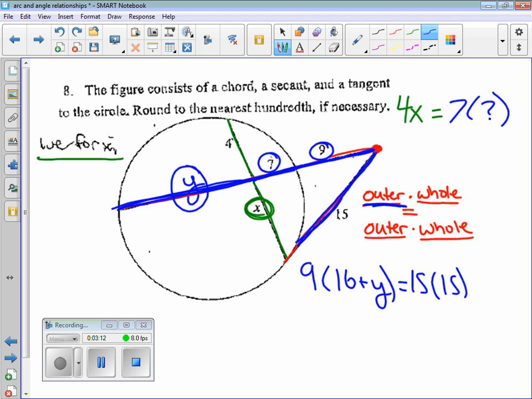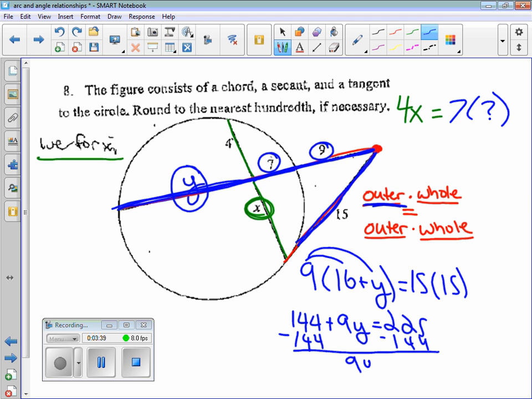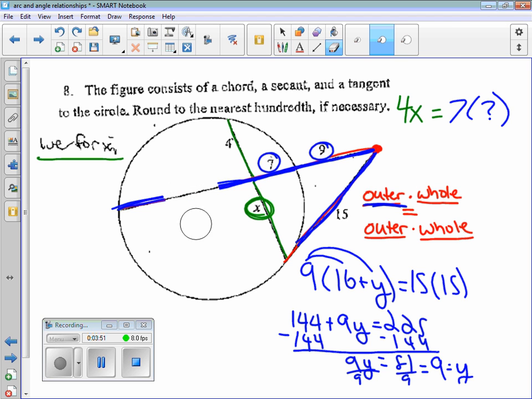So 9 times 16 is 144 plus 9y. We've got to distribute, remember? 15 times 15 gives me 225. Subtract 144 from both sides. 9y equals 81. Divide both sides by 9. 81 divided by 9 is 9. So y, we have now determined this length is 9.